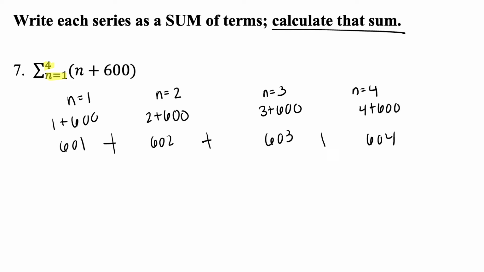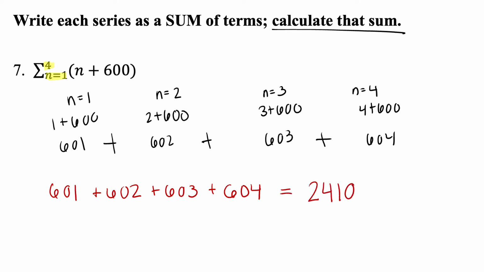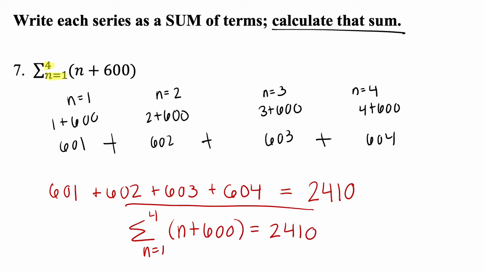Because it's a sum, we're going to add them all together. So 601 plus 602 plus 603 plus 604 all together gives us a sum of 2,410. So the sum from when n equals 1 to 4 of n plus 600 is just equal to 2,410.